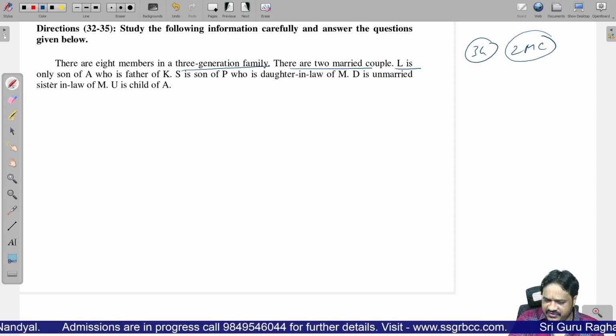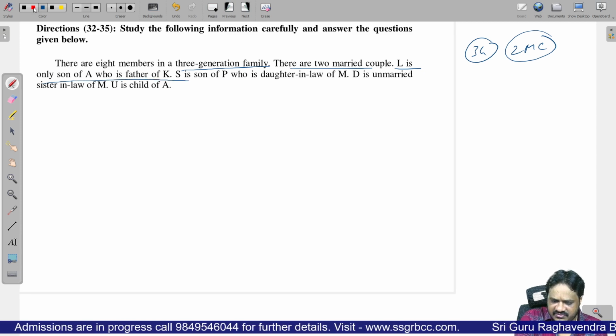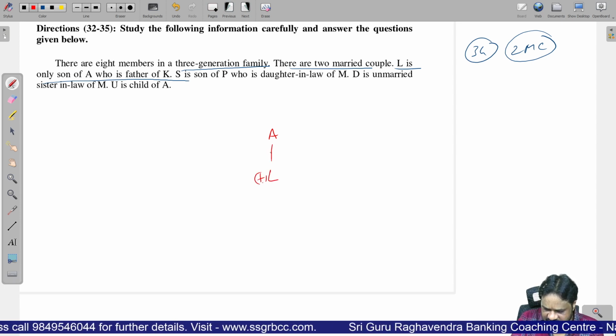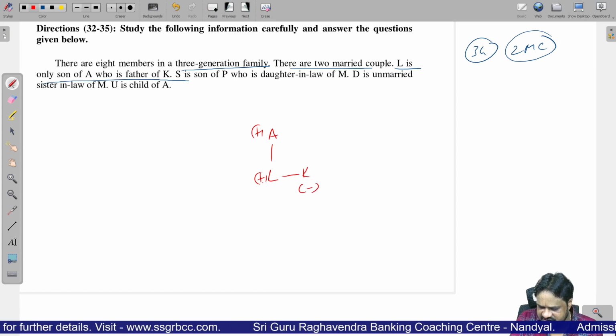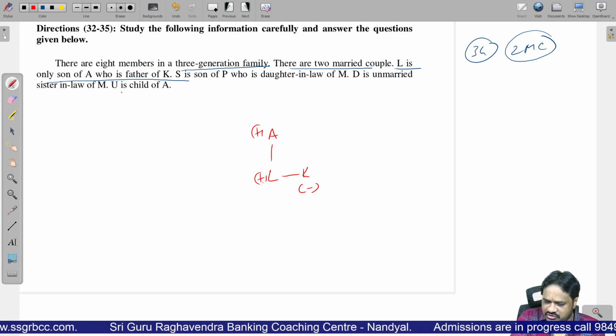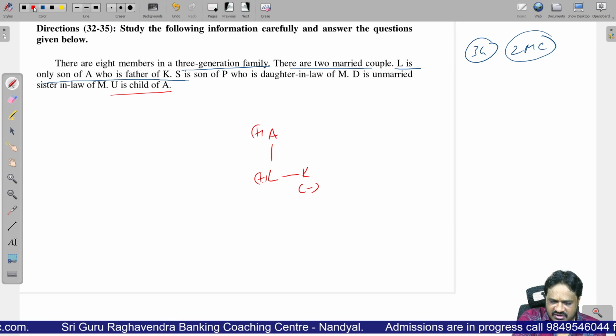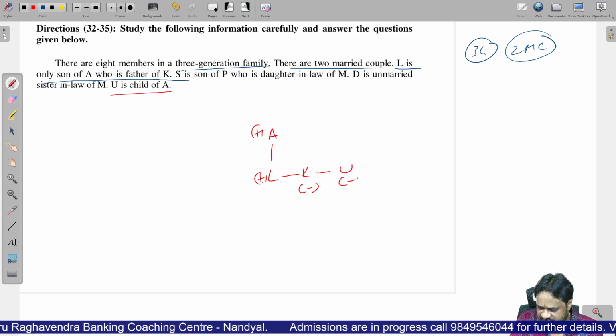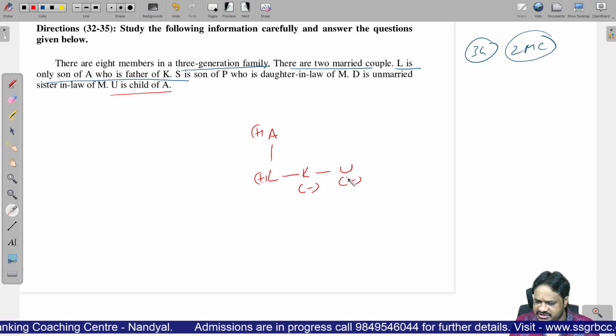First one, L is the only son of A. So first write down A. L is the only son of A. A is the father of K. Then K is the daughter. Definitely. Why? Because L is the only son. Then U is the child of A. That means U is also daughter. Why? Because L is the only son. Next one.